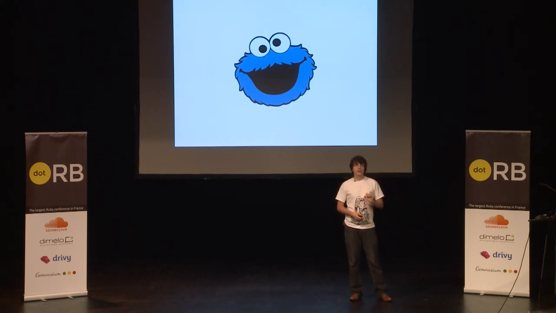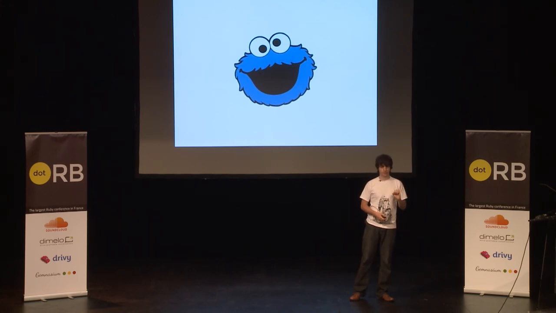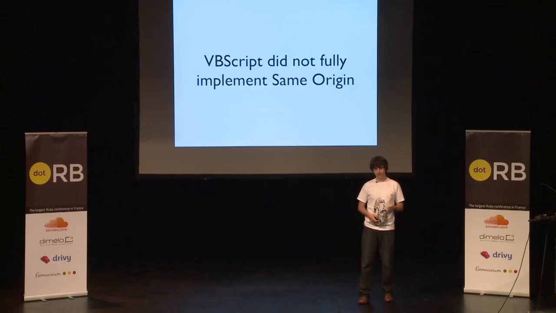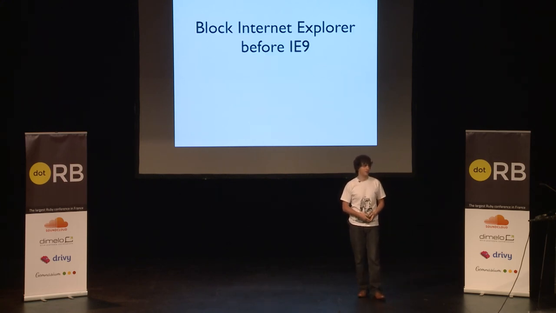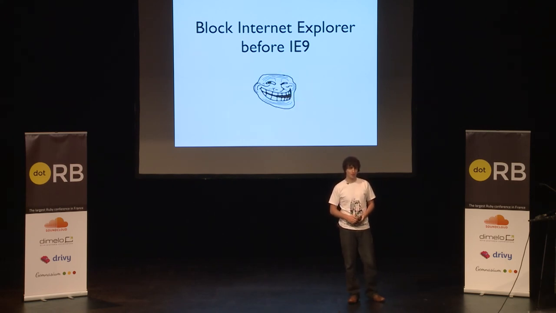There are other solutions, but first let's talk about Internet Explorer. Internet Explorer up until version 8 has this thing called VBScript. Anyone remembers that? Turns out it didn't fully implement same origin. And under certain circumstances, you could just load JSON from other domains. Well, there is a really simple solution that I encourage everyone to use. Well, for some people, it might not be an option to block old Internet Explorer versions. So one thing you can do is you can require a CSRF token for every AJAX request, including GET requests. And the problem is solved.